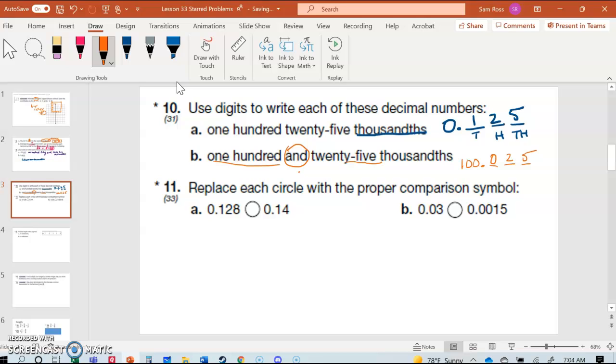Number 11 says replace each circle with the proper comparison symbol. So I have 0.128 and 0.14, and as I look at these, this is the same, this is the same, this is larger. And then here I line up the decimals again. So I have, this is the same, this is the same, this is larger. A comparison symbol is greater than, less than, or equal to.